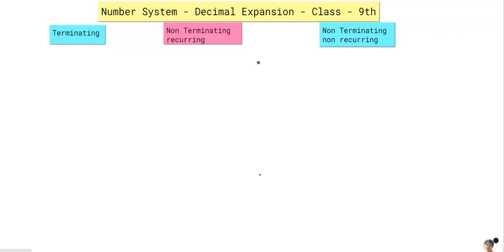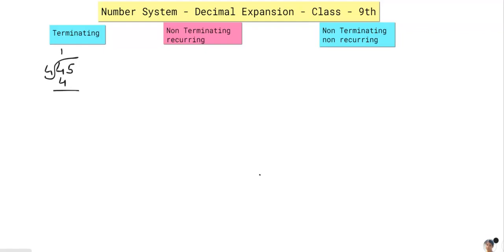You all have done division. What can you say whenever you do division? Sometimes you get the quotient as a finite number after the decimal point, and sometimes you get an infinite number of decimal places. So let's check 45 divided by 4. What happened here?